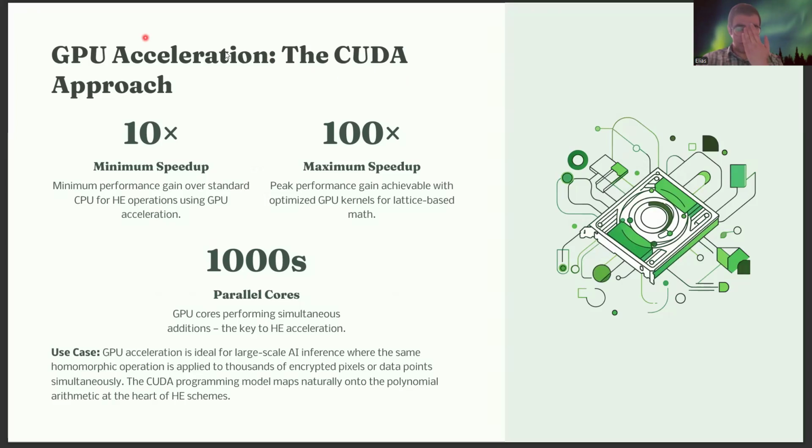GPU is actually one way that we can solve this problem. GPU, like in the CUDA approach, can create at least 10 times the speedup, or even maybe up to 100 times the speedup, if you have GPU kernels that are optimized for lattice-based mathematics. So also you can do a lot of parallelization. Let's say if you have 1,000 pixels and each of them takes 1 second for the operation, that would be 1,000 seconds. But if you do all in parallel, that takes you only 1 second. So you're saving 1,000 seconds, and you just do it in 1 second, which is very nice.